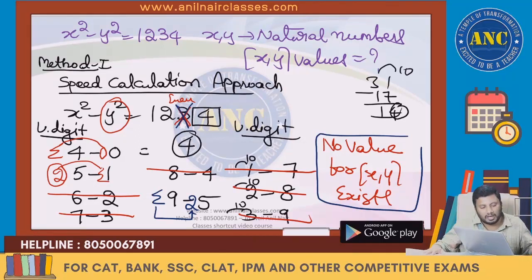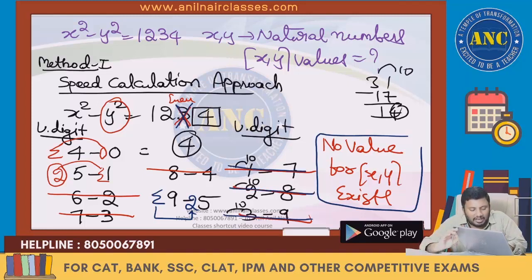X square minus y square is 1234. It is ending with 4. 4 minus 0, 4. 5 minus 1, 4. 6 minus 2, 4. 7 minus 3, 4. 8 minus 4, 4. 9 minus 5, 4. 11 minus 7, 4. 12 minus 8, 4. 13 minus 9, 4. A perfect square can never end with 2, 3, 7 or 8.